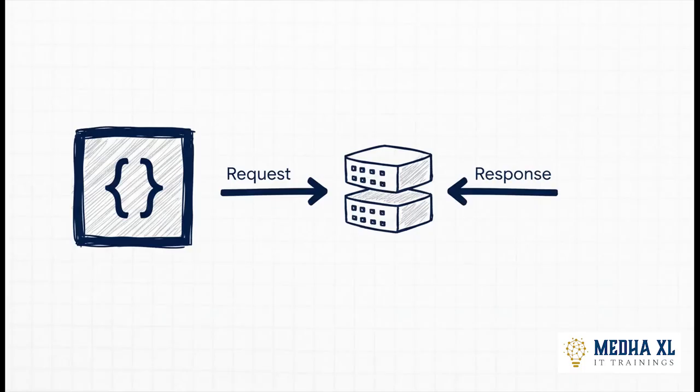So, to test our endpoints, we use a tool like Postman. It basically lets us pretend to be a mobile app. We can send GET requests, POST requests, anything we want directly to our running API and see the exact response that comes back. It's an absolutely essential tool for any API developer. It's how you verify your work.